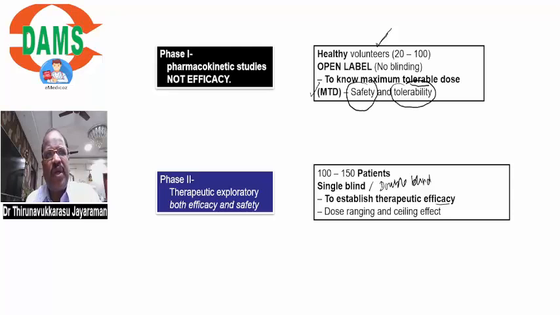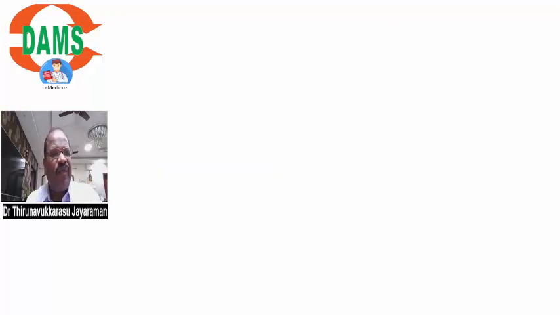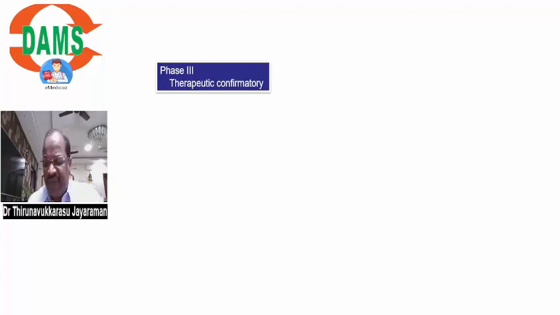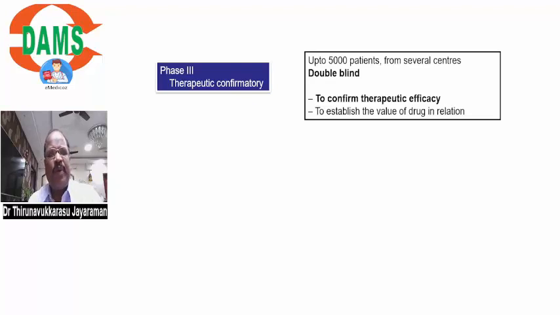To avoid the bias, to confirm the result of phase 2, we do a confirmatory study called phase 3. So phase 3 is a confirmation of phase 2. For this, we use a large number of patients in several centers, a multi-centric study, usually double-blind. So it's to confirm the therapeutic efficacy of the drug and establish the value of the drug in relation to efficacy and safety. After doing phase 3 trial, we analyze all the center reports and write a new drug application to the Drug Controller of India or USFDA in America.